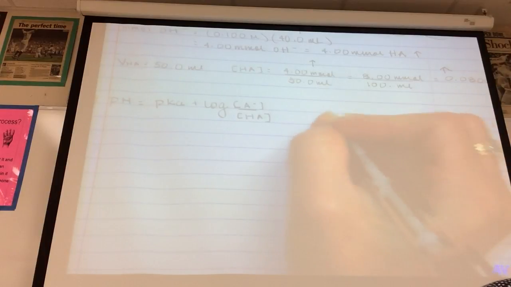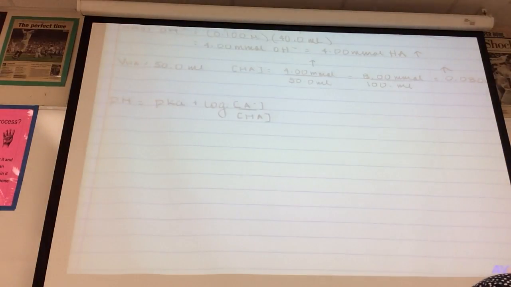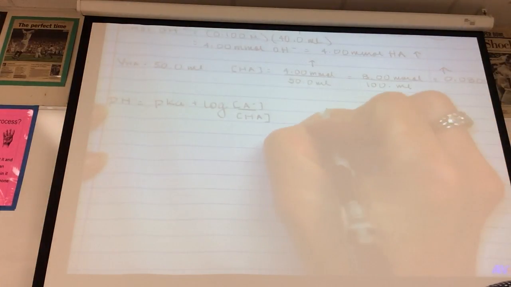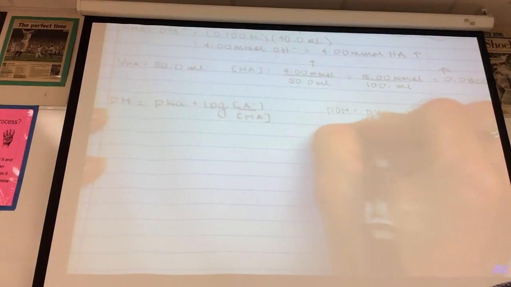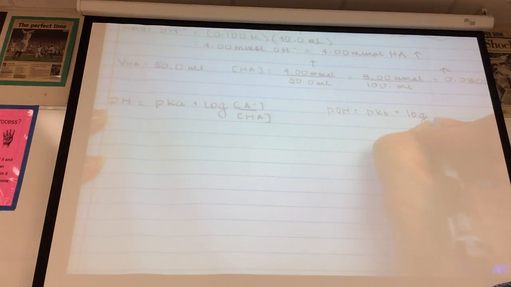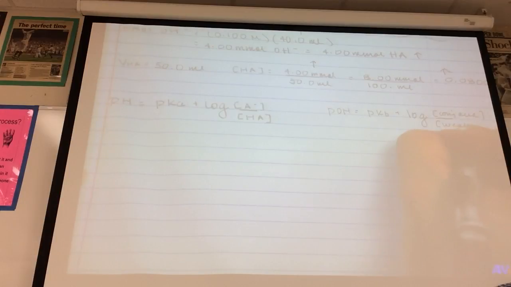And what you'll see when we do our next big problem after this one is that pOH is equal to pKb plus the log of the conjugate acid. I'm trying to think how to represent it. I'm just going to write it in. Over the weak base.